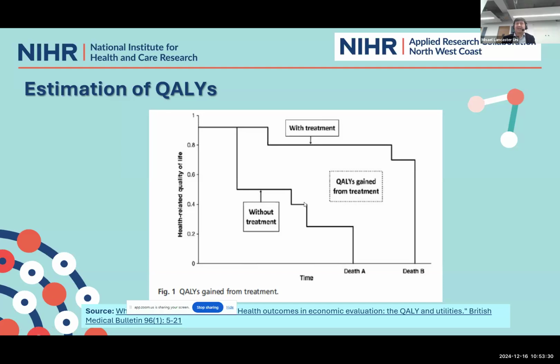So this is the aim of the treatment. With treatment, their life will be extended and also the quality of life. So the quality will not be reduced so dramatically. The difference between these two curves will be the QALYs gained from the treatment. And then from this, we can do the cost effectiveness, because this will be the outcome of this treatment.